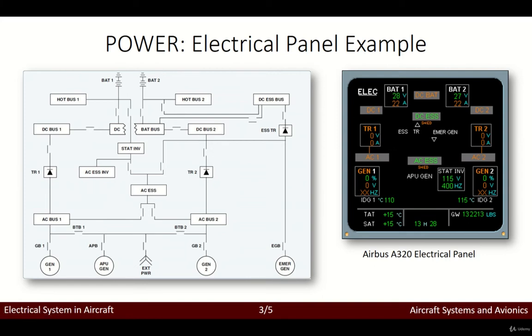And in the case of the DC ESS bus, it is normally powered by the DC BAT bus, okay? So the battery bus. Right, so this is the battery bus over here. It can also be powered by the ESS-TR, in the case that the TR1 or TR2 fail, okay?